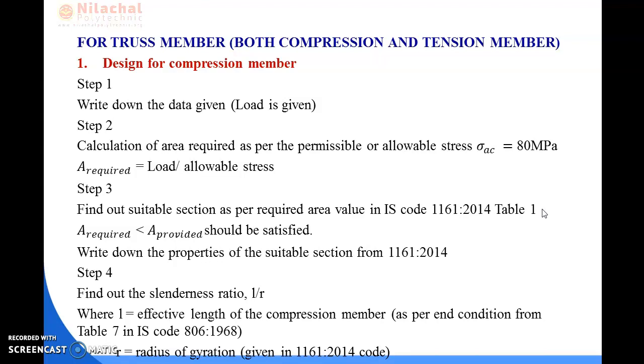Then in step 4, find out the slenderness ratio, which is equal to L by R, where L is the effective length of the compression member, and to determine the value of effective length, we need to know the conditions according to table number 7 in IS code 806-1968, and R is the radius of gyration, which is given in the 1161-2014 code.